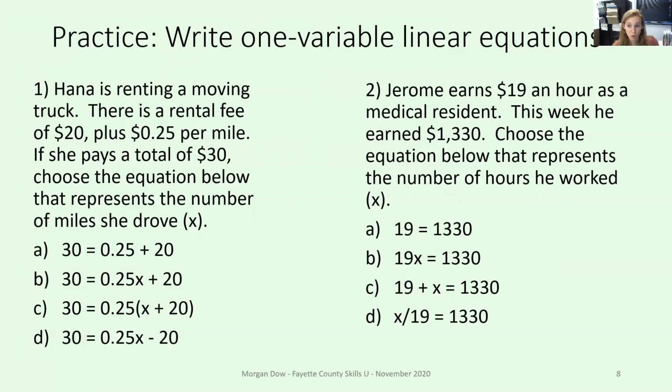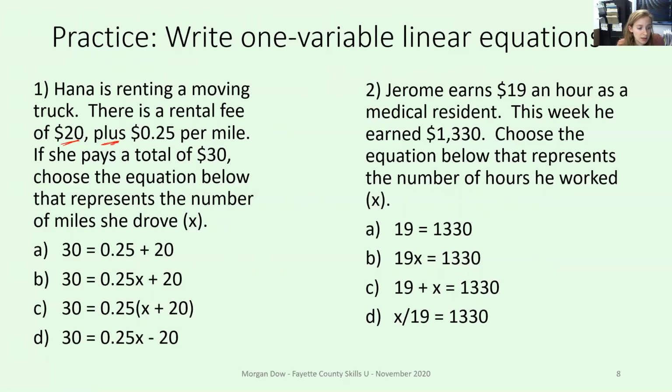So on one side of the equal sign, you have her total bill. On the other side is going to be the stuff that goes into the total. So what goes into the total? Well, it's $20 plus 25 cents per mile. So that 25 cents is dependent on the number of miles she drives, right? The more miles she goes, that 25 cents is going to get multiplied, right? So this is actually really similar to the last example we just looked at.